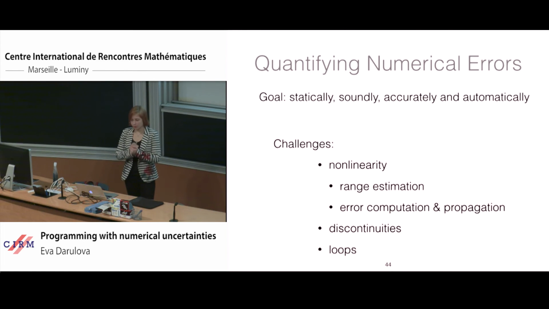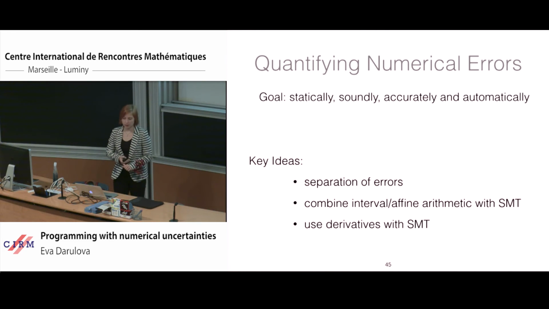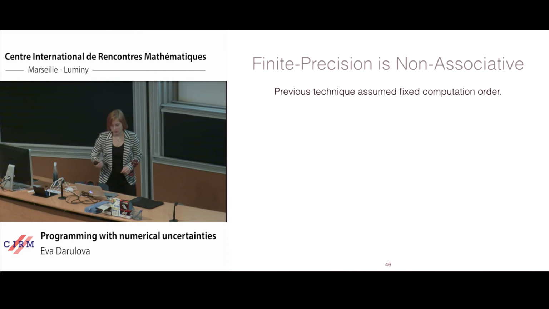So I've talked about quantifying numerical errors for nonlinear computations, discontinuities, and loops. And just to summarize, before I continue with the other part, the key ideas that worked for us to make this work reasonably fast and accurate were to separate these errors into different parts, do a combination of interval and affine arithmetic together with an SMT solver, and use analytical derivatives. Any questions so far?